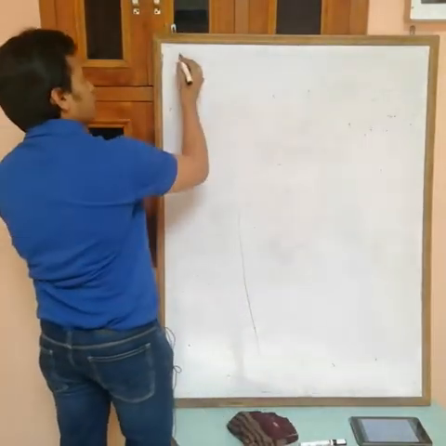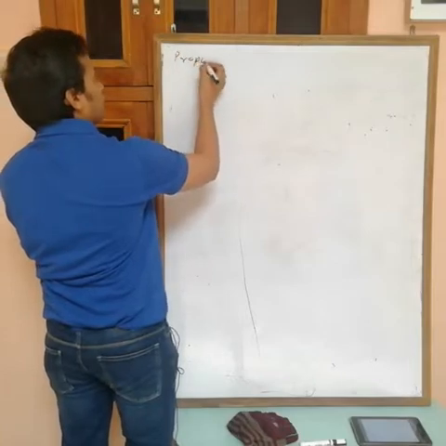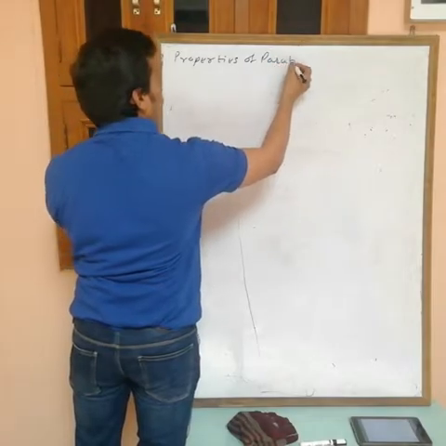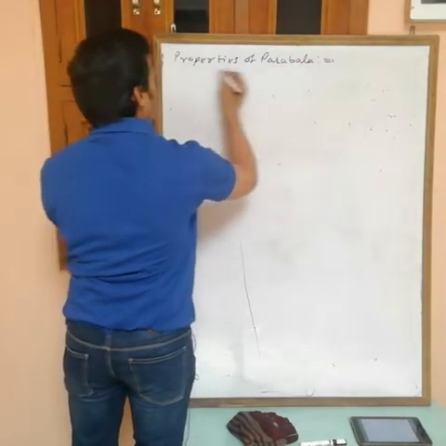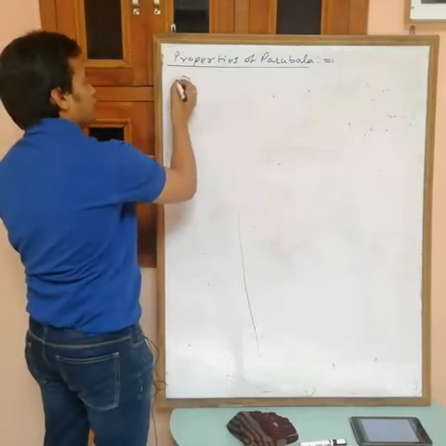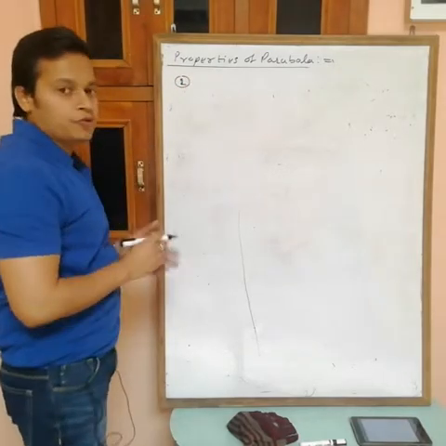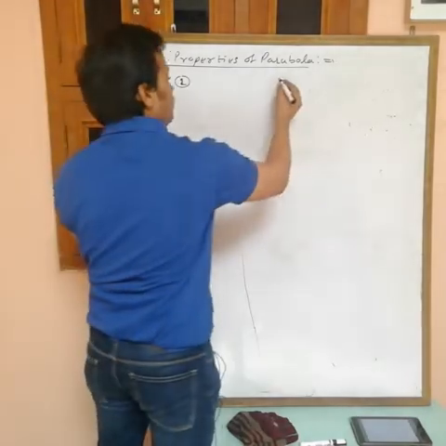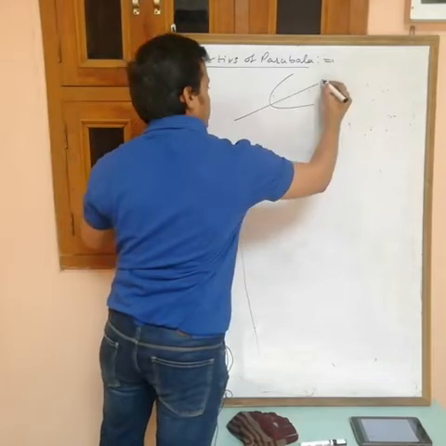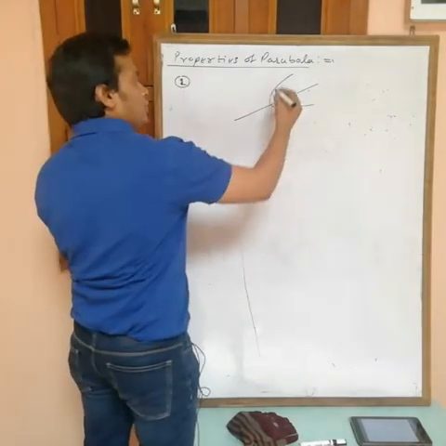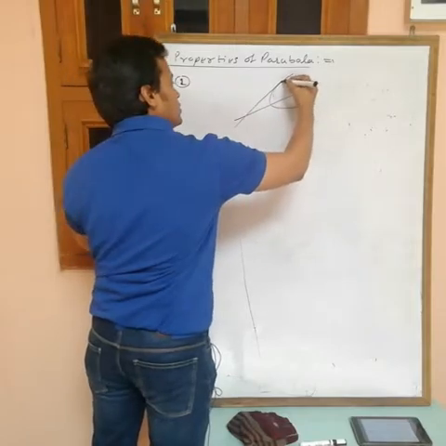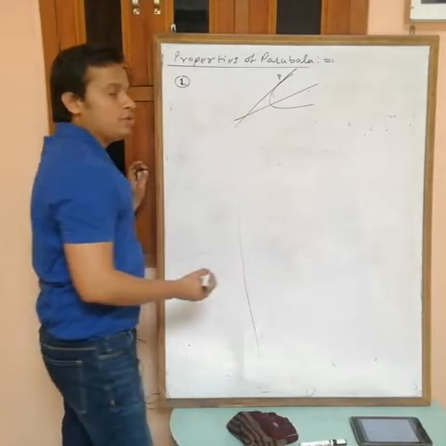Next, properties of parabola. Okay, the last part of the parabola is properties. Now the first property, and this is true for all parabolas. Suppose you have any general parabola, and this is the axis of the parabola. If you draw the tangent at any point P on this parabola, suppose this is the tangent at P.